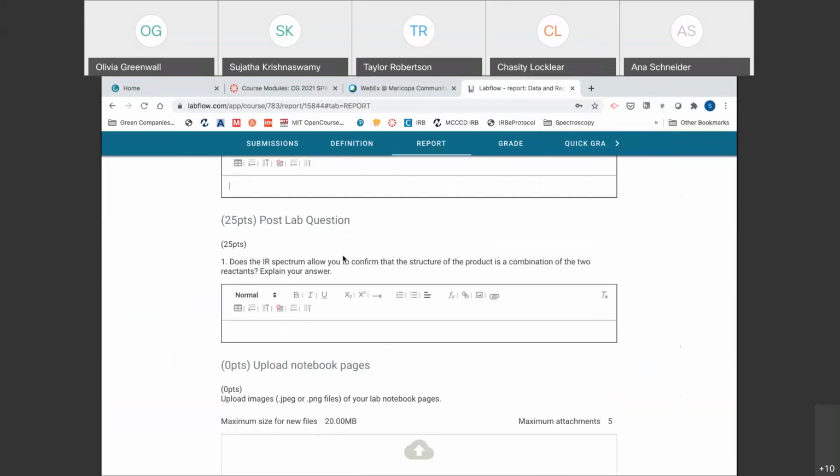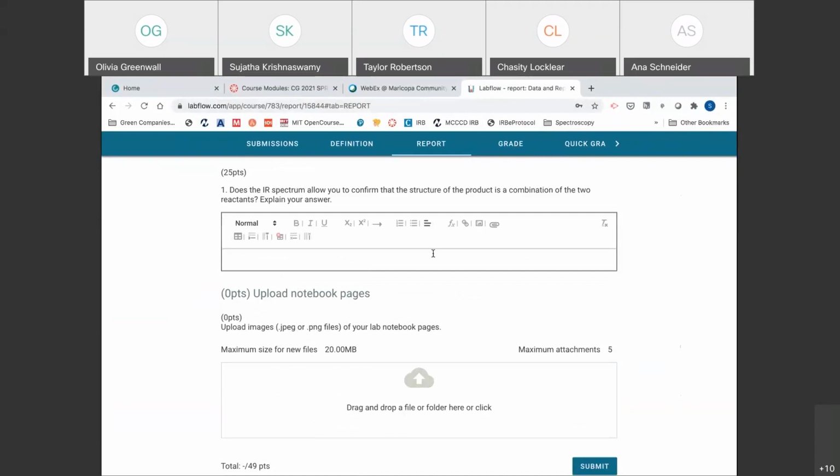Post-lab questions. Here is your IR. Don't write one sentence saying, yes, the IR allows me to confirm the structure of the product. Take a look, it's 25 points. You want to explain in detail the IR of maleic anhydride, anthracene, and all the important peaks, particularly in the final product. You want to do that here.